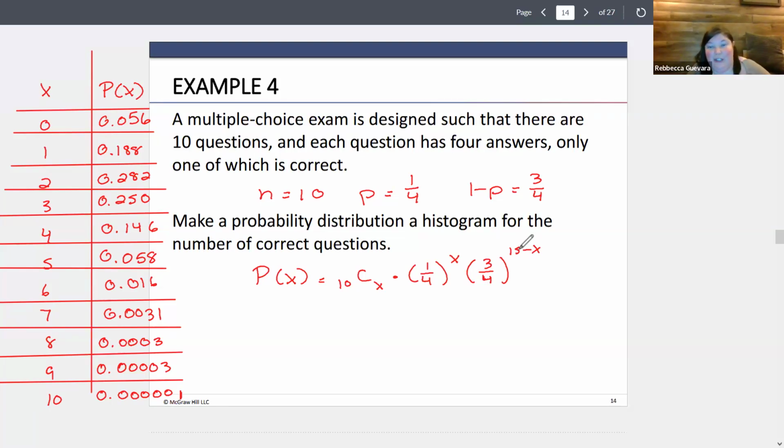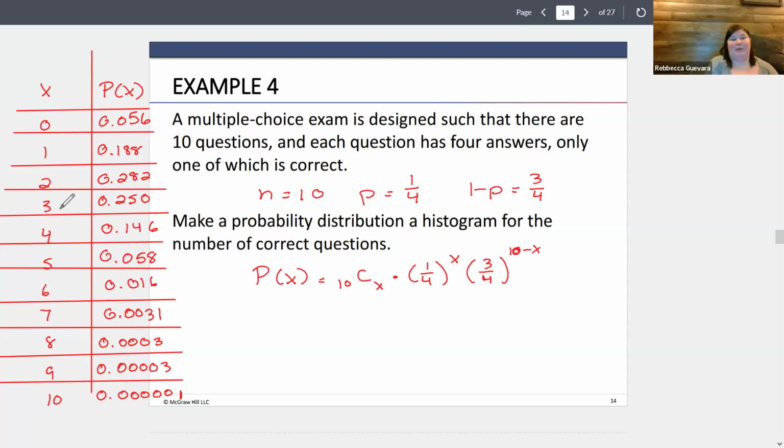I just go back in here. So the mistake I made was I accidentally put 15 instead of 10 there. That's how I messed that up. I was thinking back to our last problem. But all I have to do is go back in here and just change all my x's to 1s. And then I get 0.056 for zeros, and when I change them all to 1s, I get 0.188. And that is how I can make these probability distributions.